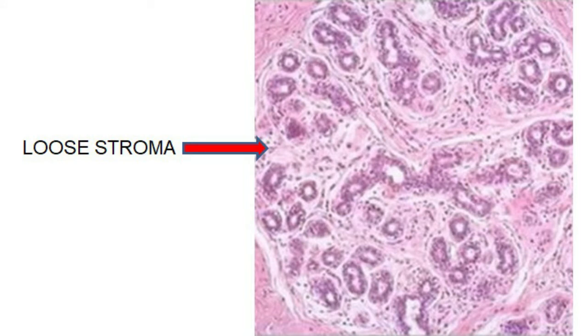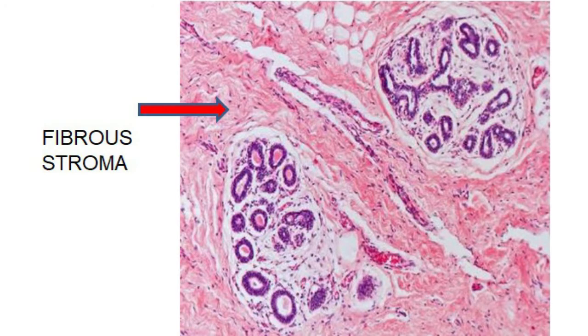red arrow showing intralobular loose stroma. Another photograph showing two lobules and interlobular fibrous stroma, which is marked with red arrow.